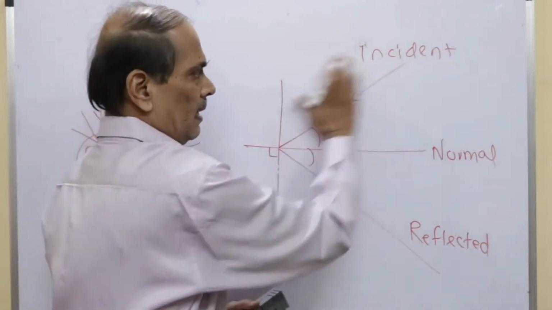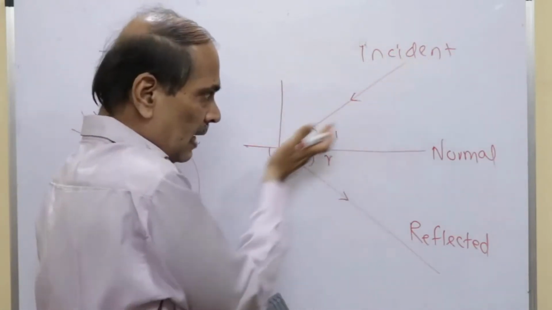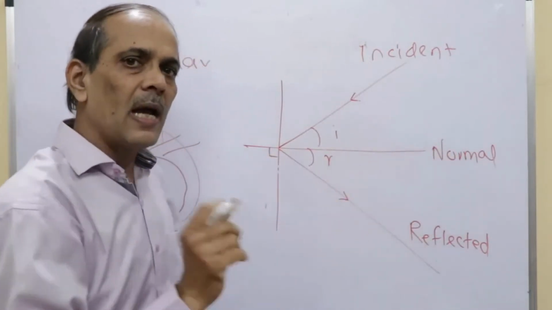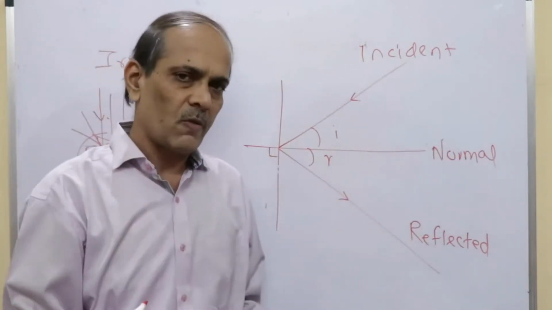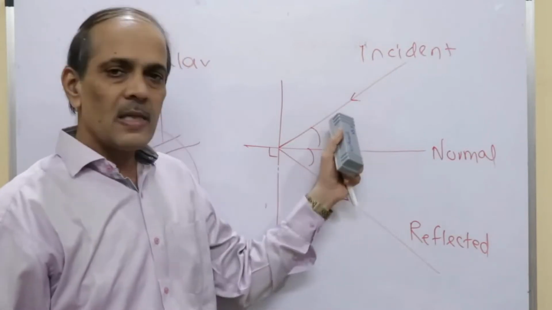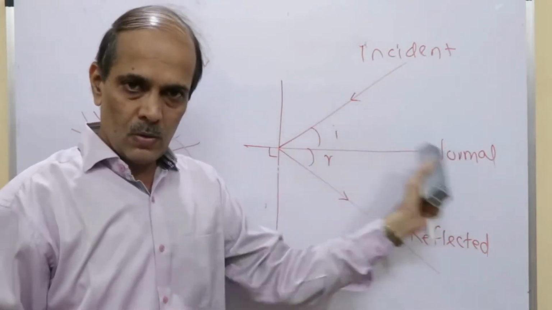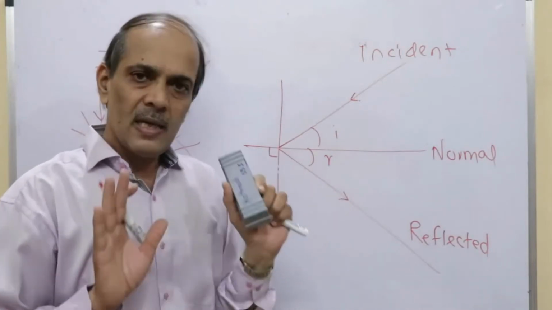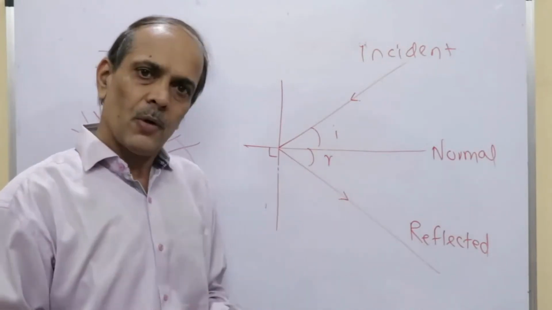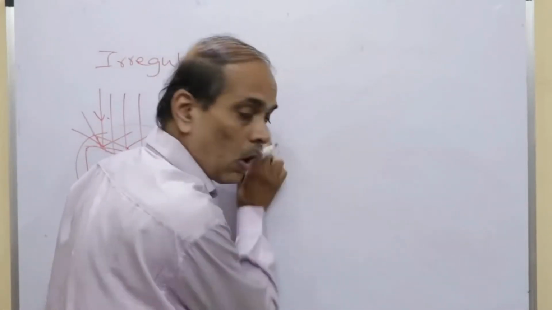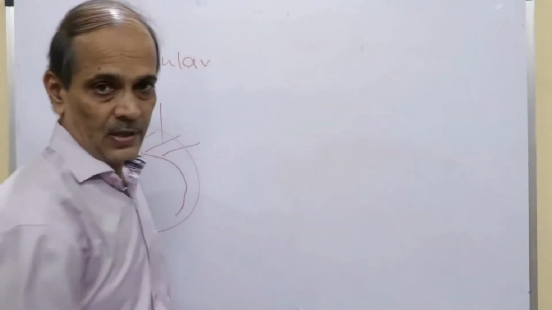See, this is a plane. In one plane, this is a ray coming, this is reflecting, and this is a normal drawn. All three are in the same plane. So there are only two laws of reflection: the angle of incidence and angle of reflection are the same with respect to the normal, and all three are in the same plane. Okay, this is about the concept of regular or uniform or specular reflection.